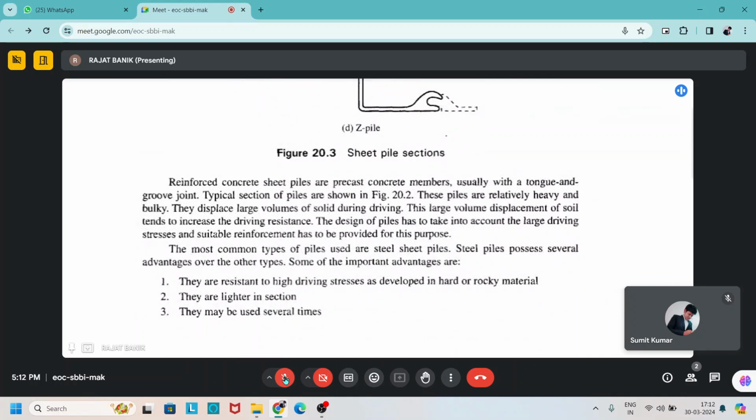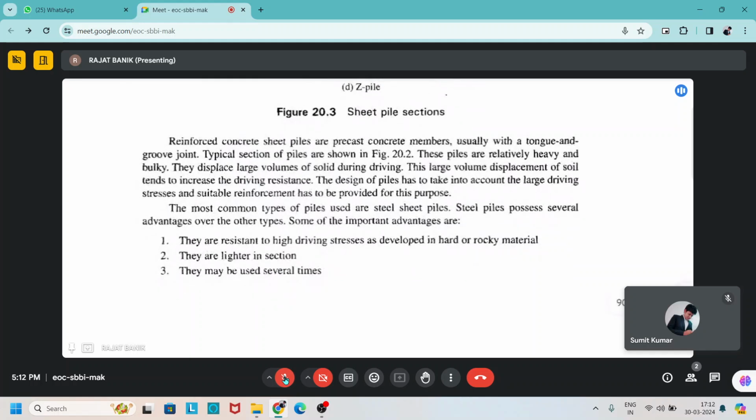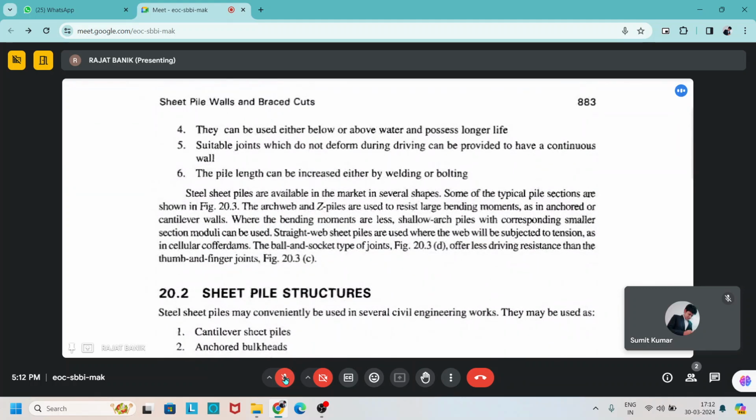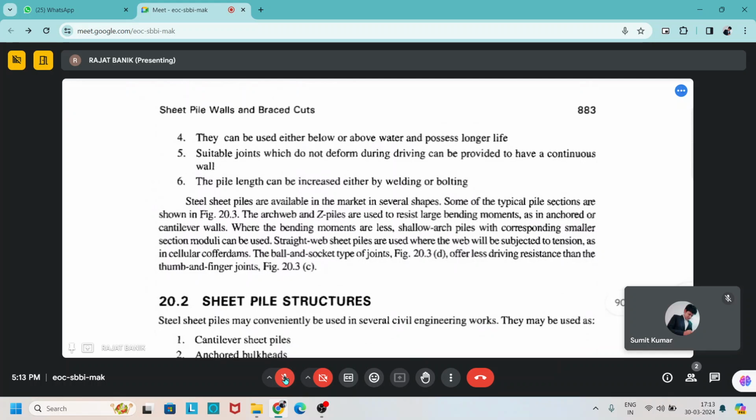The most common types of piles used are steel sheet piles. The steel sheet pile possesses several advantages over the other types. Some important advantages are that they are resistant to high driving stresses as developed in hard or rocky material. They are lighter in section. They may be used several times. They can be used either below or above water and possess longer life. Suitable joints which do not deform during driving can be provided to have continuous work. The pile length can be increased either by welding or bolting.